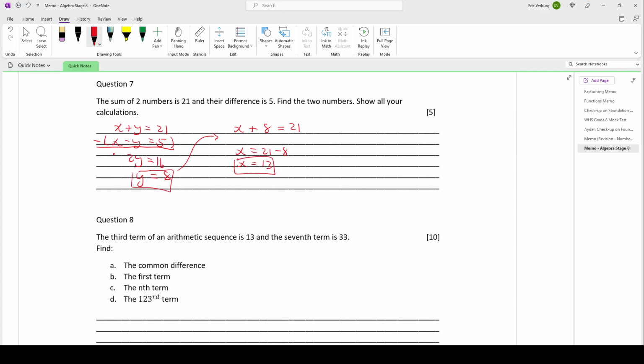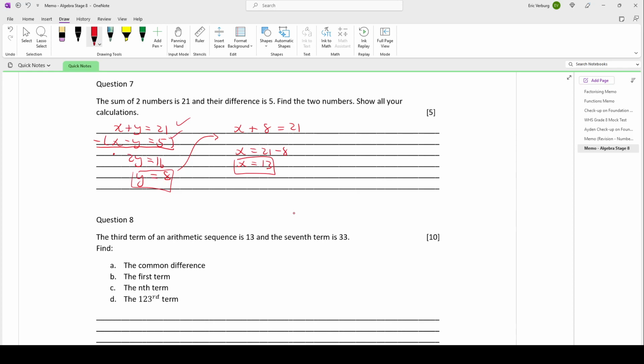Okay, now let's see if that makes sense. We can check it again. So if we add the two numbers, 8 plus 13, yes, we do get 21. And then 13 minus 8, that is 5. Yes, so that does work. Okay, so that is the elimination method.